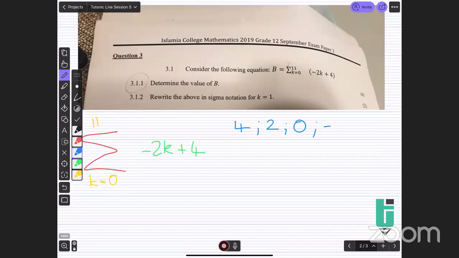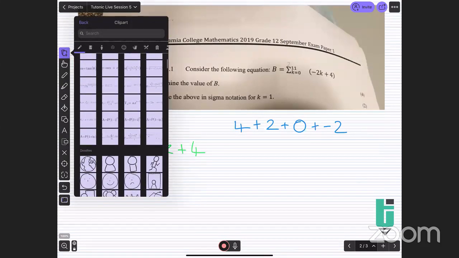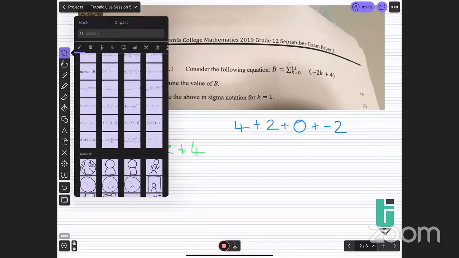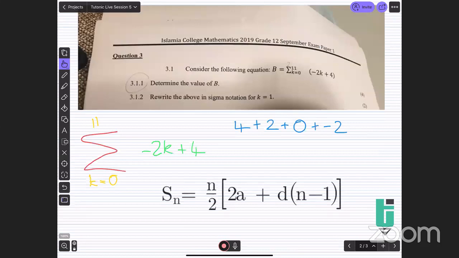Arithmetic. And what's the sum of an arithmetic series? S_n is equal to n over 2 times 2a plus (n minus 1) times d. I hope you're saying that from memory. I am. That's good. I told you guys to memorize these formulas.